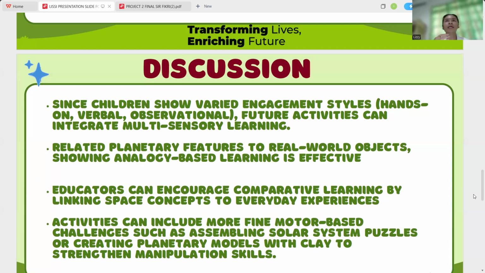Activities can include more fine motor skills based on the challenge, such as assembling solar system puzzles, or we can give the children the chance to create explanatory models with clay, to give them more knowledge and also strengthen the manipulation skills that have to be used. We know that some children relate planetary features to everyday objects, like saying Mars looks like a dusty orange ball, showing effective use of analogies in learning.